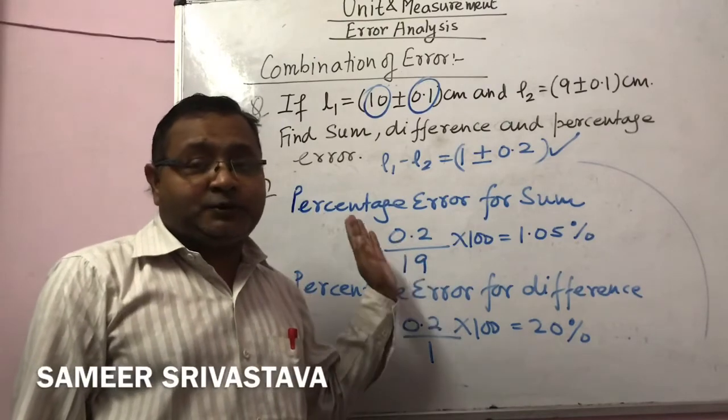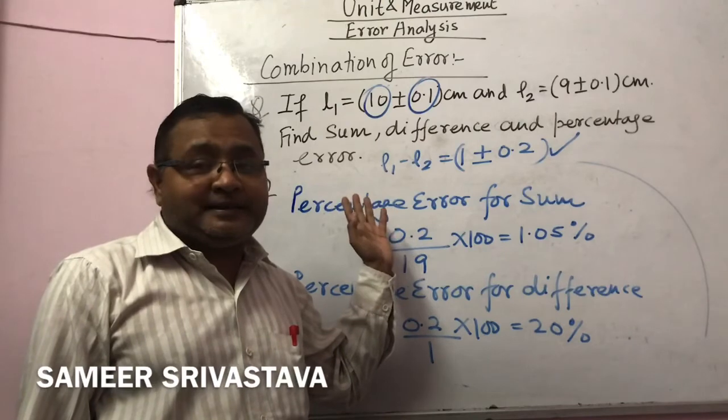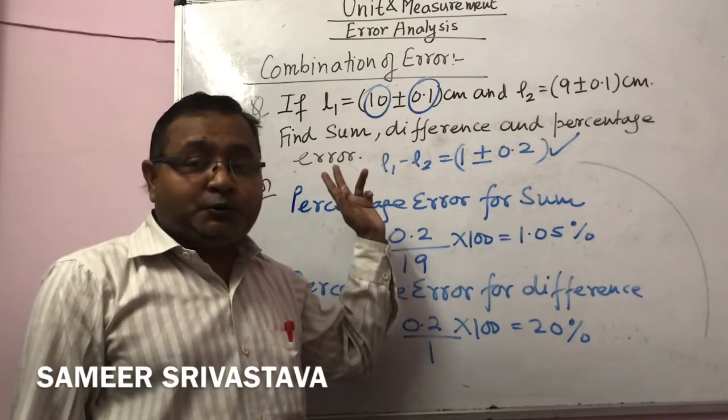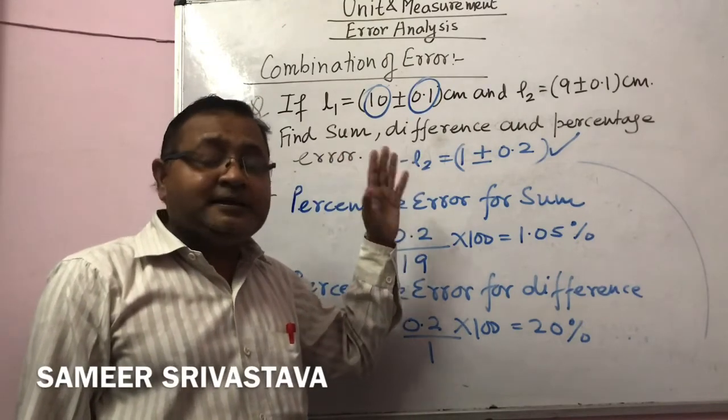Hope you understand today's topic, how to solve the numericals based on absolute error and percentage error, as well as the two conditions for the combination of error, where you can find the summation as well as the subtraction.